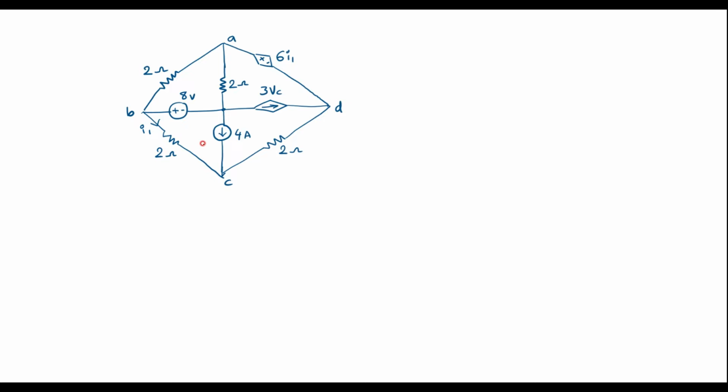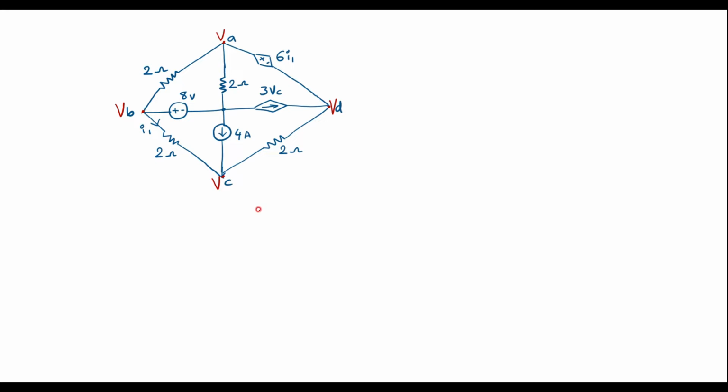So this is the given circuit. Let me assume voltage at node A is VA. Let voltage at node B is VB. Let voltage at node C is VC. Let voltage at node D is VD.